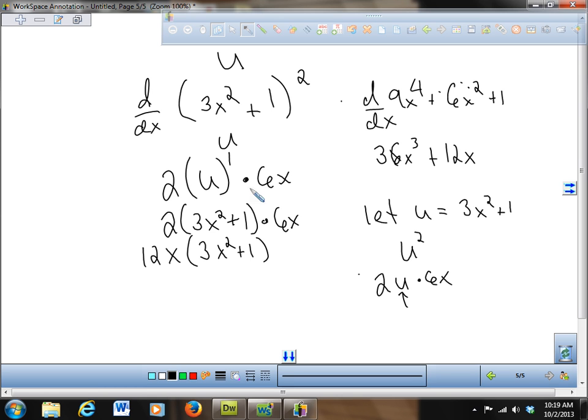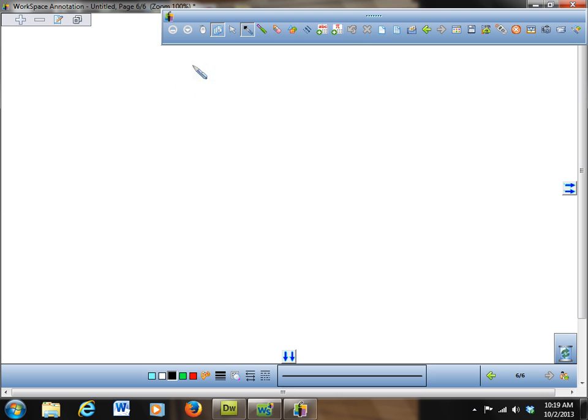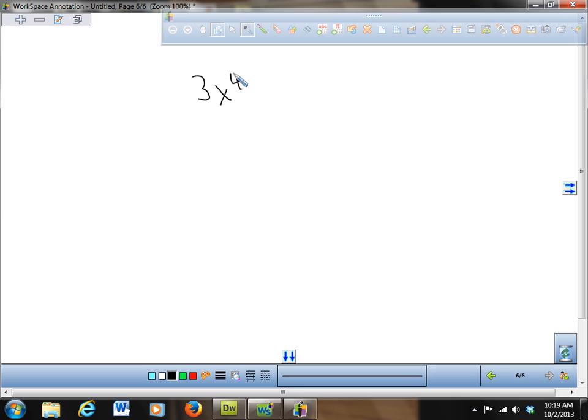So, for instance, let's do another one that's different. Say I have something like 3x to the 4th minus the square root of x, raised to the 5th power.